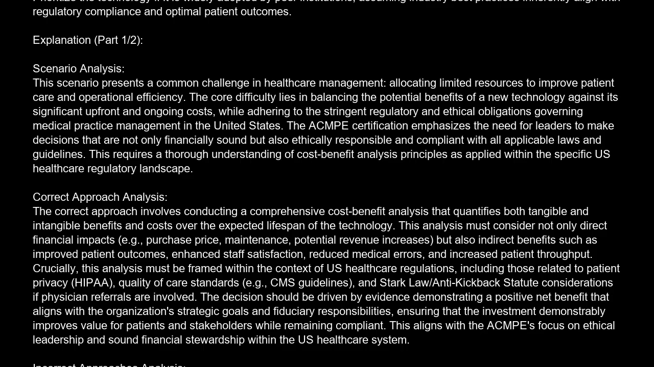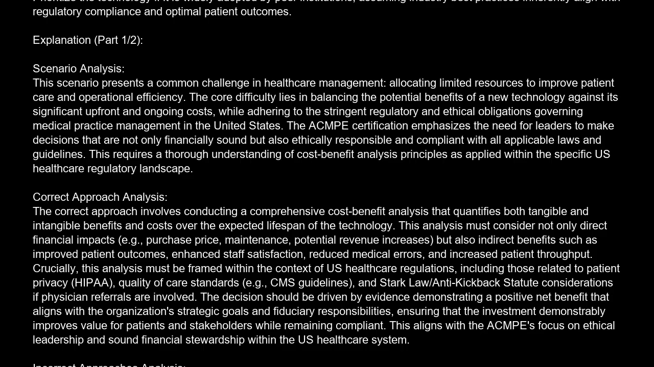The correct approach involves conducting a comprehensive cost-benefit analysis that quantifies both tangible and intangible benefits and costs over the expected lifespan of the technology. This analysis must consider not only direct financial impacts, e.g., purchase price, maintenance, potential revenue increases, but also indirect benefits such as improved patient outcomes, enhanced staff satisfaction, reduced medical errors, and increased patient throughput.